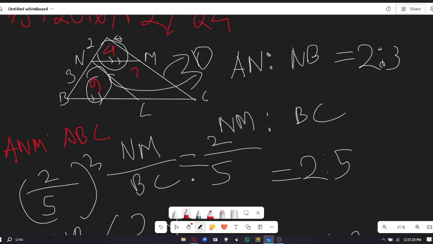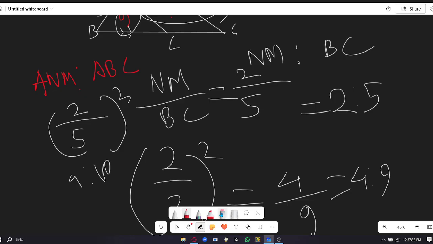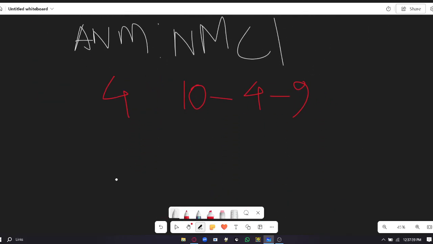If I'm right, let me double check. Oh, mistake. Silly mistake. Again, this is supposed to be 25, not 10. 25. There we go. Right? That's why I was wondering why I was getting a negative area.